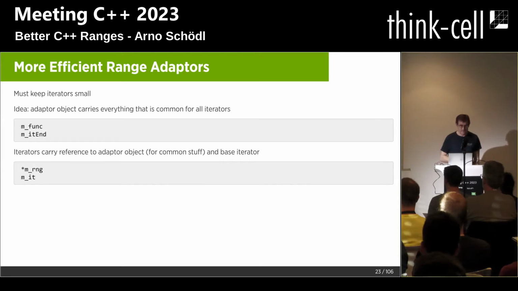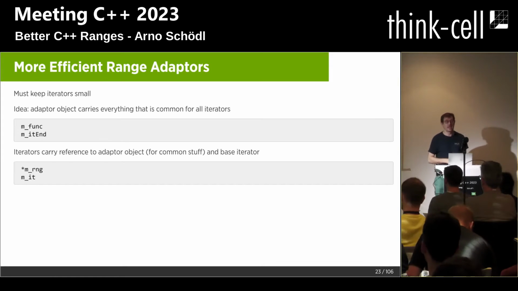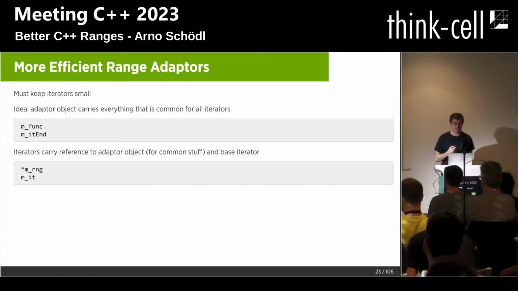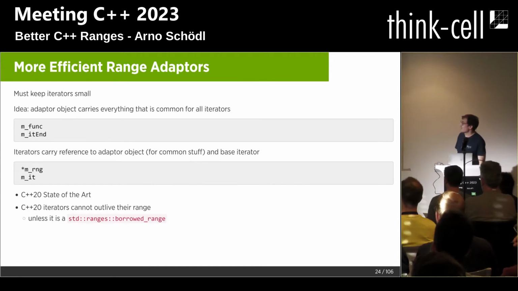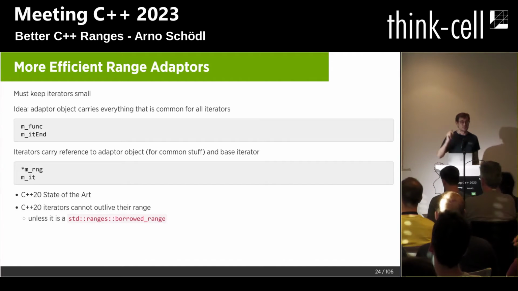So here's the idea. The adapter object, so the object, not the iterator, but the object that is associated with the filter, it will actually carry around the end iterator and the functor. And then the iterator will be very simple. It will simply be the base iterator with which we skip. So where are we in our original sequence? And a pointer to that object, that filter object. That is C++20, state of the art. And that's the reason that C++20 iterators cannot outlive their range unless they are borrowed ranges.